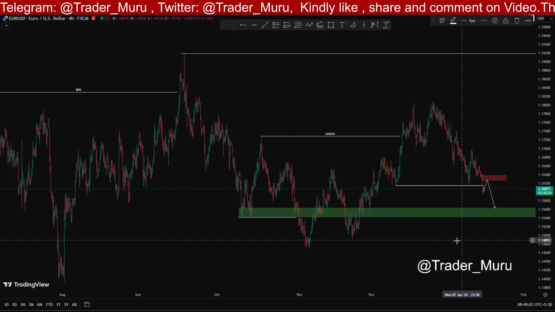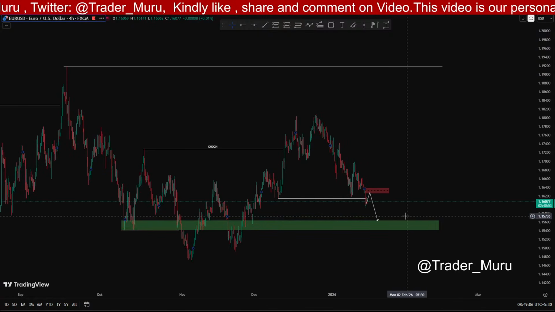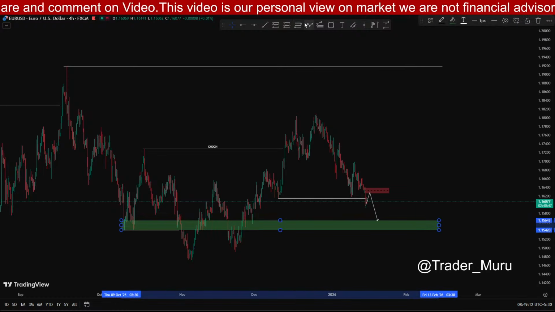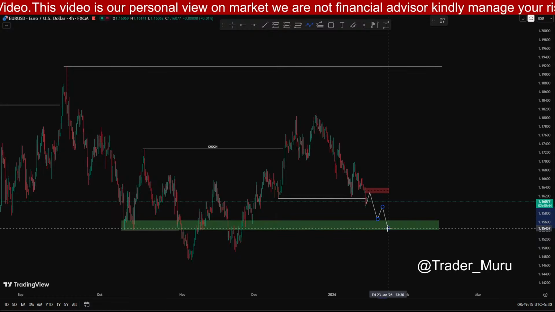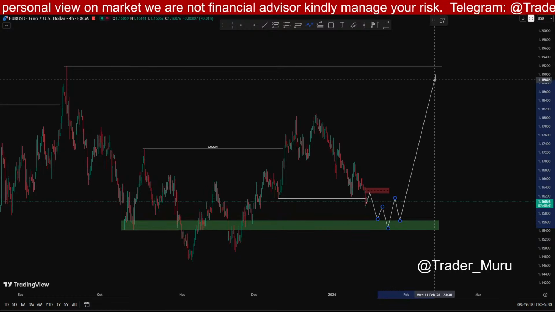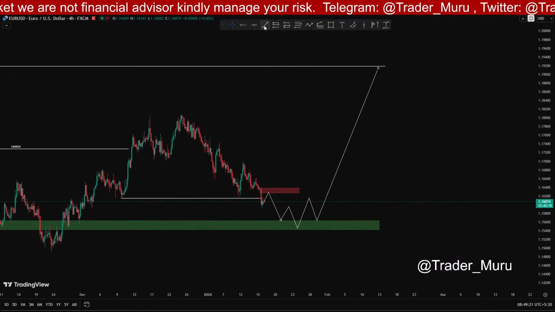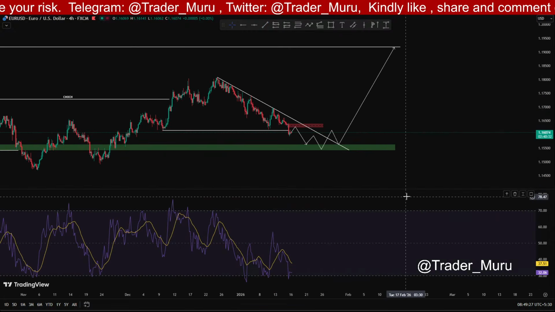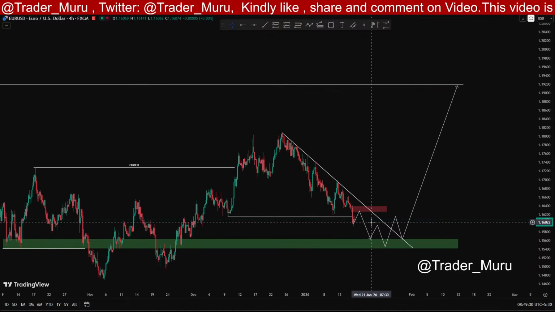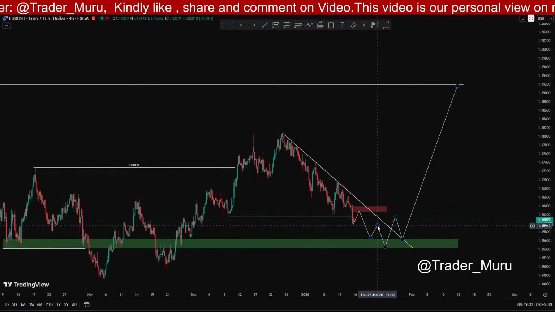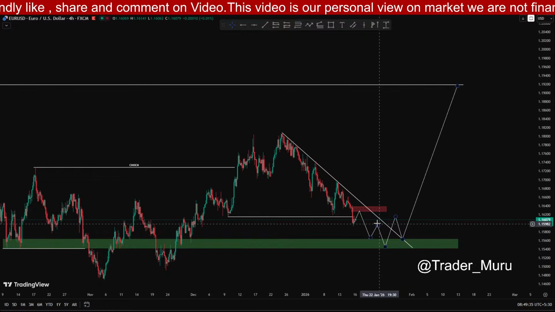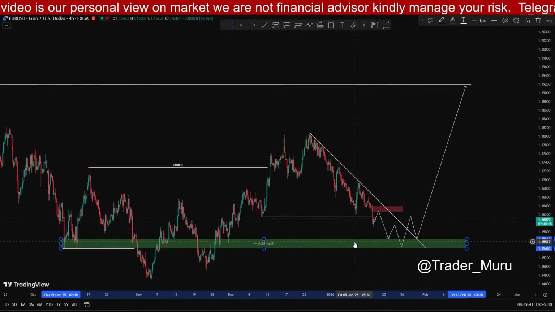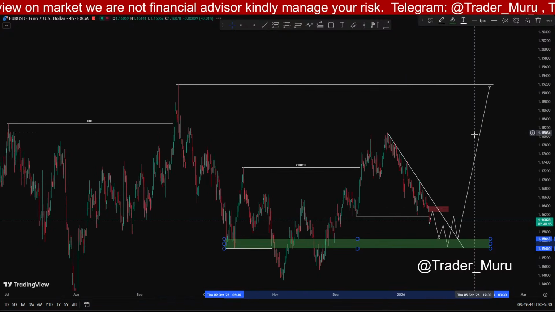From this zone, if this area holds, we will be watching for a buy after a 1 hour or 4 hour structure change here. I need a 4 hour structure to form here, then a change of character, and then I will be watching for this move. This change of character will be aligned with this trend line break. So in euro, possibly we will see a change of character and this trend line break at the same time after the test of this green zone. So watch for a buy in euro after this zone and the target will be the swing high.